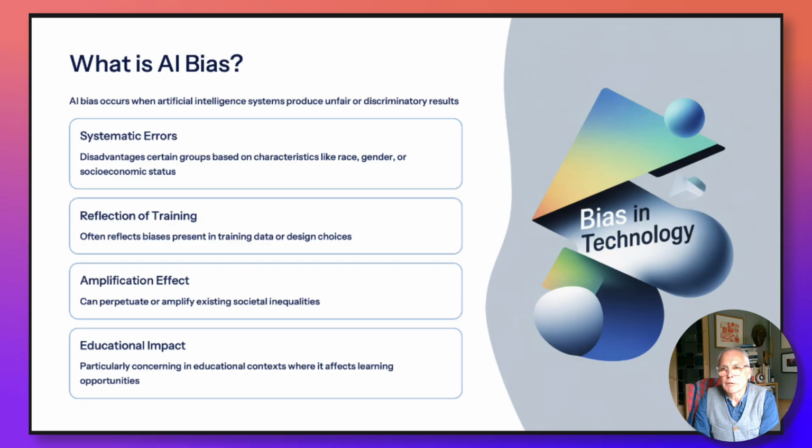These systems learn from data created by humans, so they often inherit our conscious and unconscious biases. In education, this is particularly problematic because it can shape how students see themselves and their possibilities.